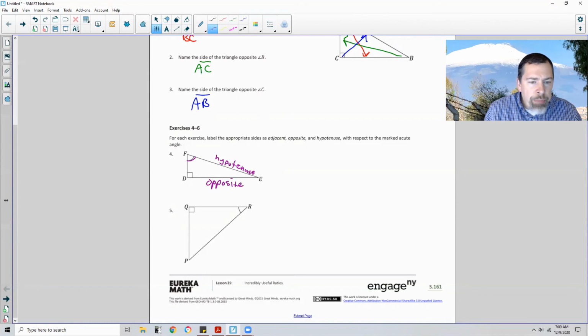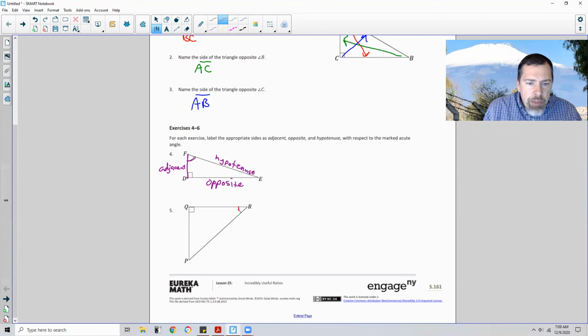So therefore, by process of elimination, the side that is used to form the angle we're talking about is called the adjacent side. And there we have it, done.